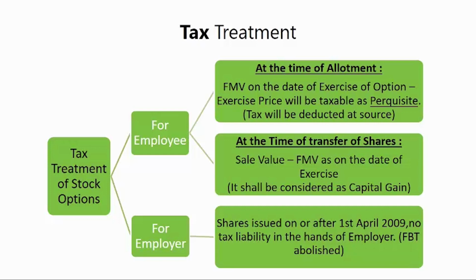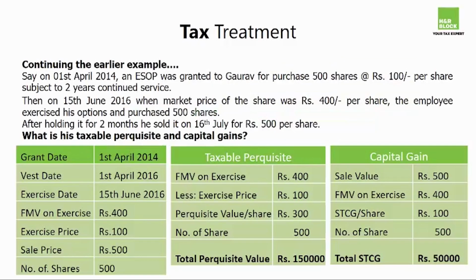Now for employers, for shares issued on or after 1st April 2009, there is no tax liability in the hands of the employer as the FBT is already abolished. Fringe benefits tax was abolished in 2009. So there is no tax to be paid by the employer on employee stock options from 2009 onwards.